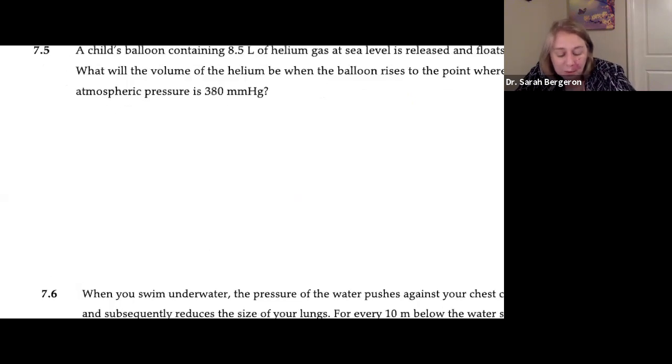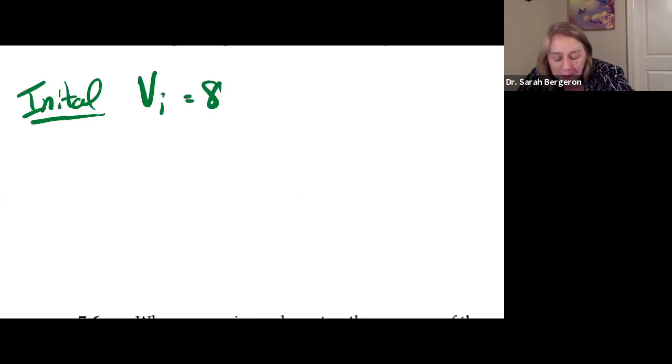So let's write down what we know from our question here, right? What were we told about the volume? So initial, go back and look. Initial is telling me my volume was 8.5 liters. It's also telling me that it was at sea level. What is sea level?